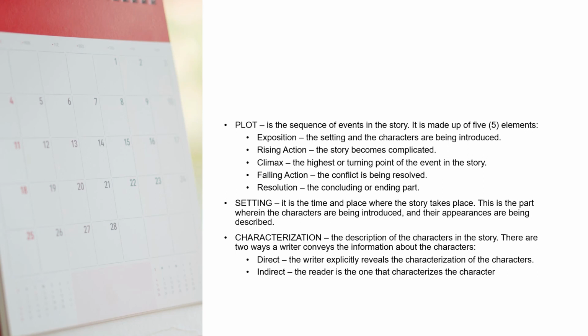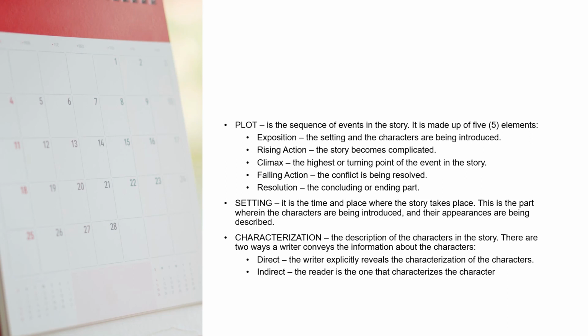Lastly, we have what is called characterization. This is the description of the characters of the story. Who are they? Where do they live? Sometimes it is asked how old they are or whatever. Also, in this characterization part, there are two ways a writer conveys information about the characters. Number one is direct. Here, the writer explicitly reveals the characterization of the characters.